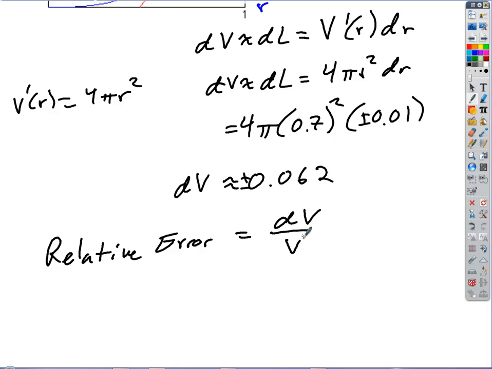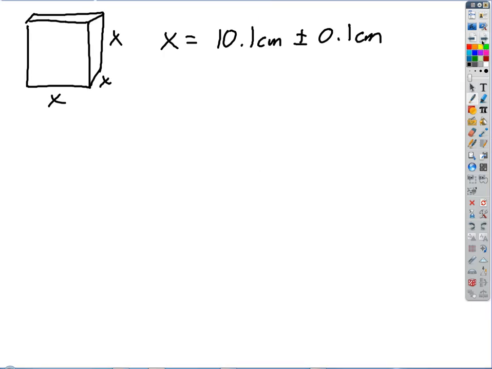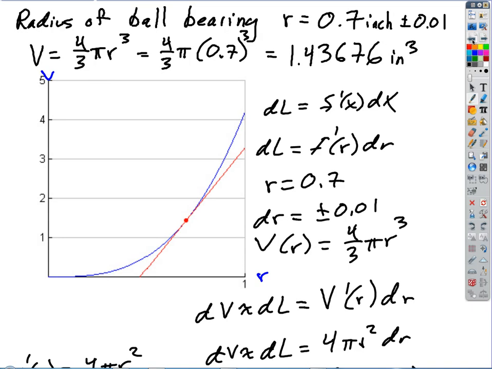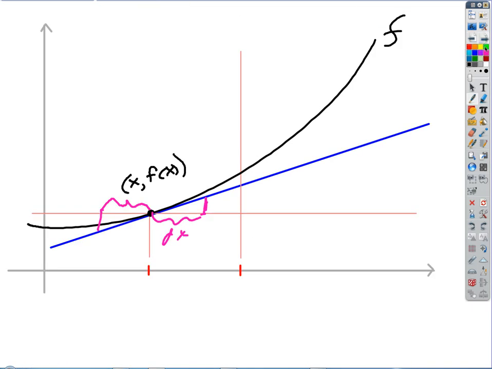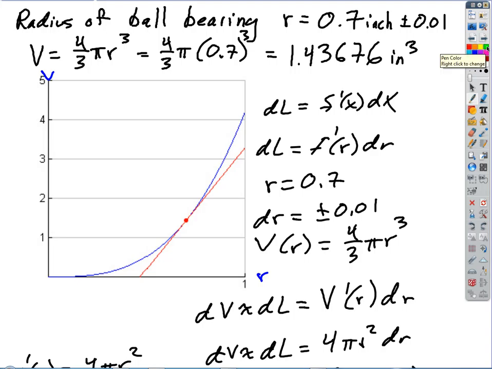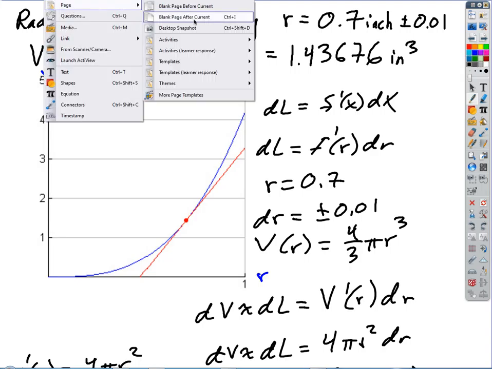We found that, where's our formula? Right here. Okay, I'm going to transcribe that, put that on the next page. Build a new page here. Okay, so for our last example, we said that V equaled 4/3 pi r cubed. We said that dV equaled 4 pi r squared, right?